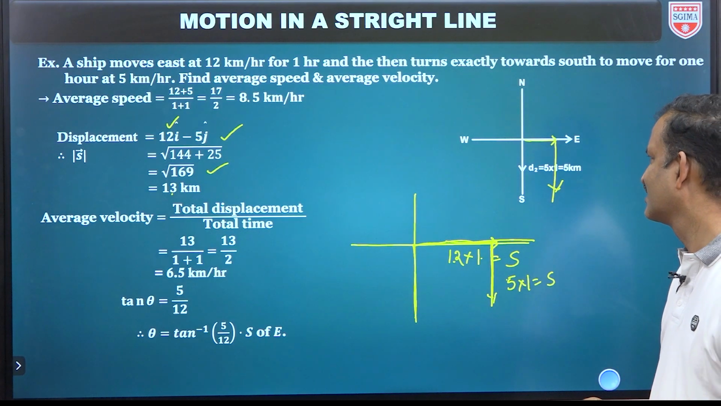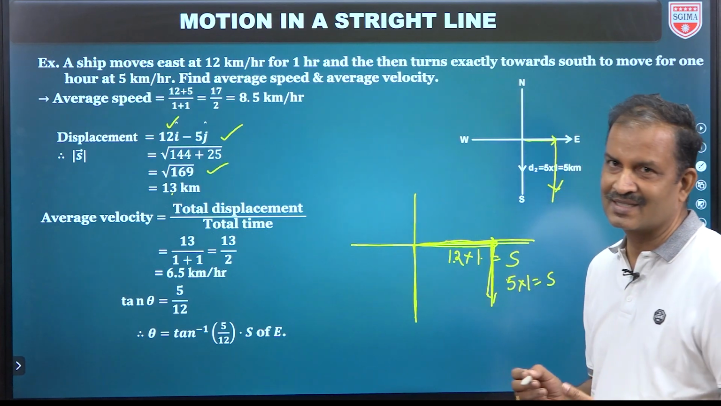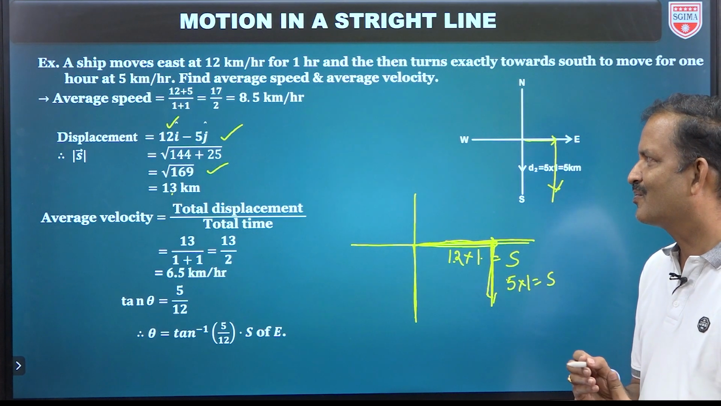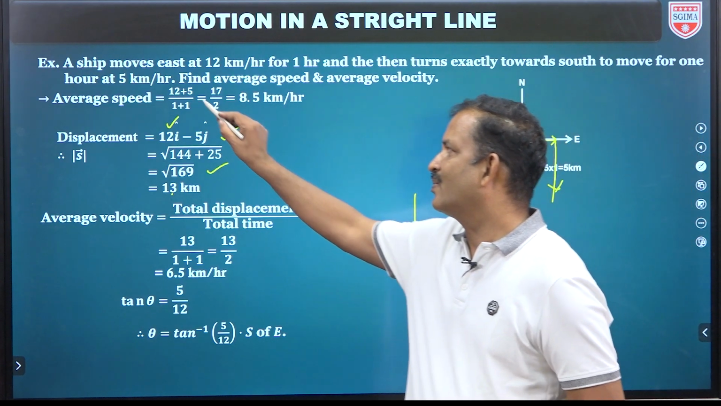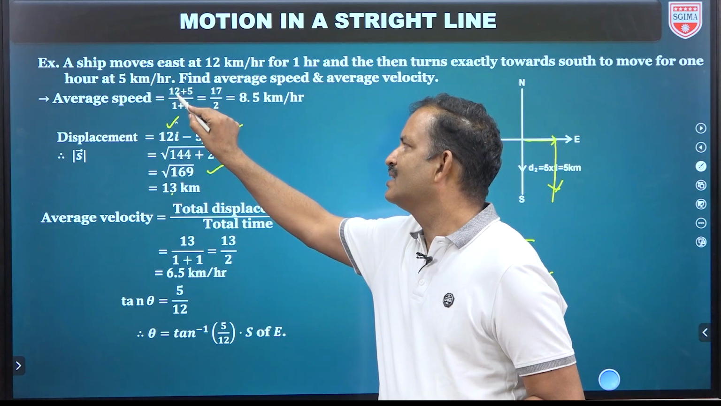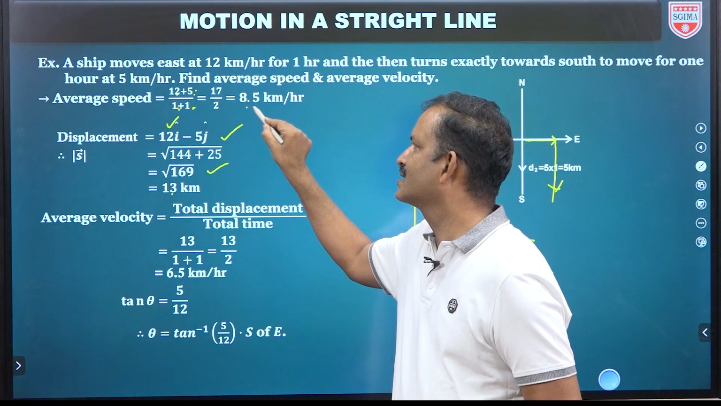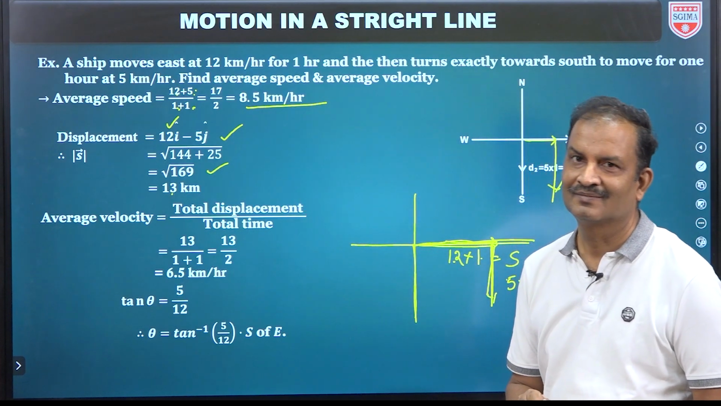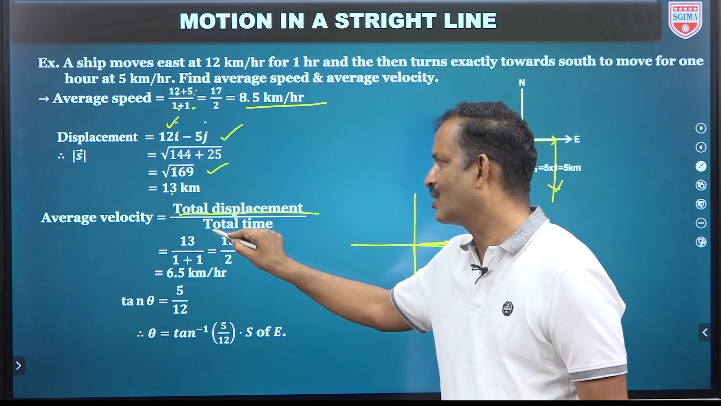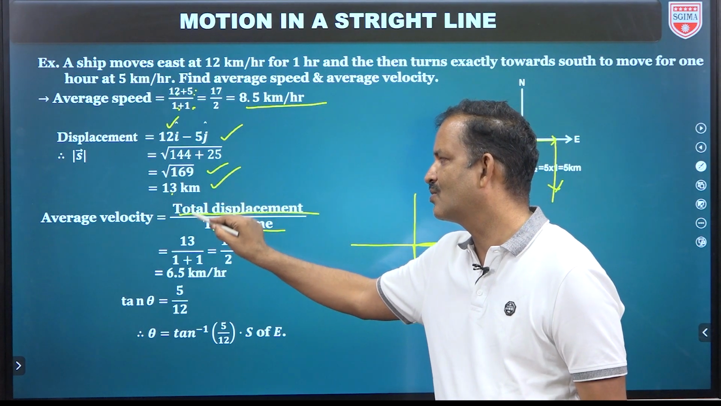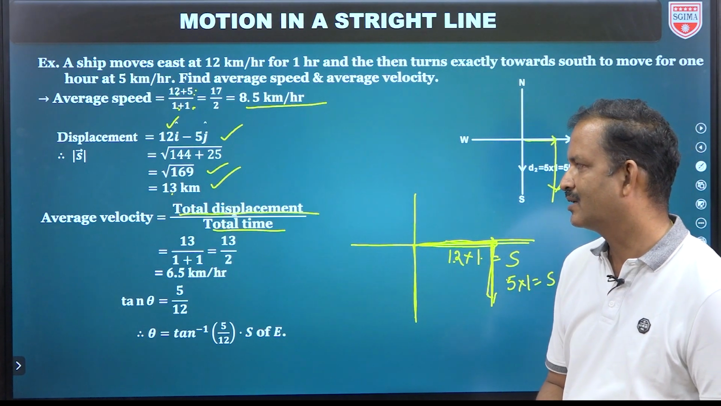Simply you can calculate. Distance is just the sum, 12 plus 5. That is the distance. Total distance by total time is average speed. But average velocity is total displacement by total time. Total displacement, how much did you get? 13. We have to follow the vectors for displacement.